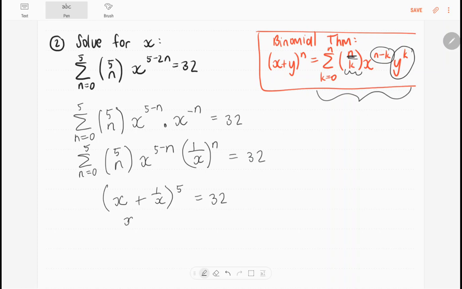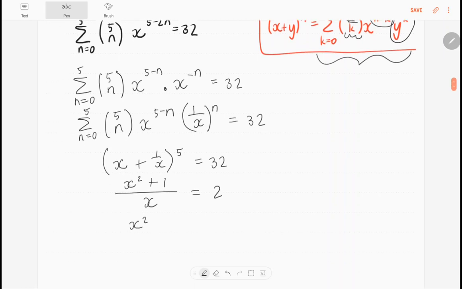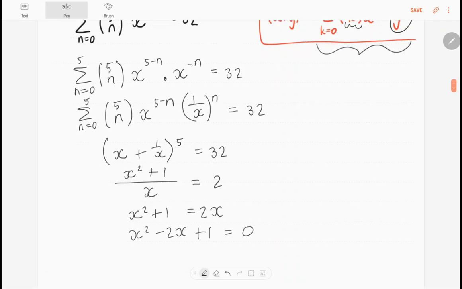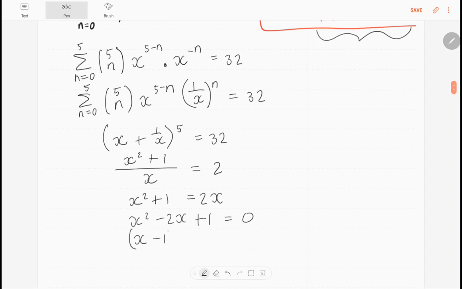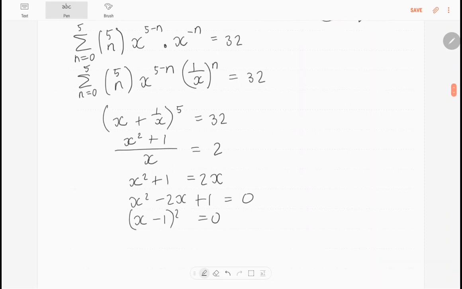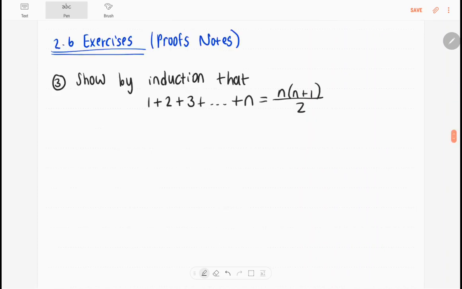So let's write the left-hand side as (x² + 1)/x equals, then I'm going to take the fifth root on both sides. So I have 2. Then I have x² + 1 = 2x. So x² - 2x + 1 = 0. So (x - 1)² = 0, which means that x equals 1. And that's what I wanted to do. I wanted to solve for x.